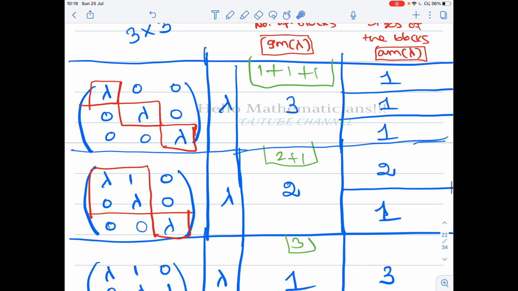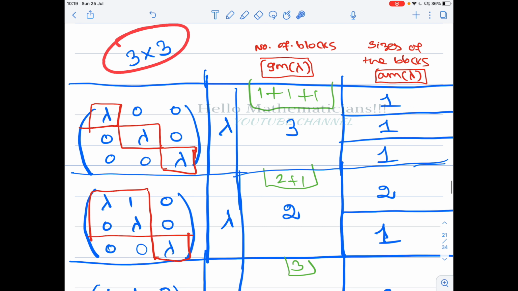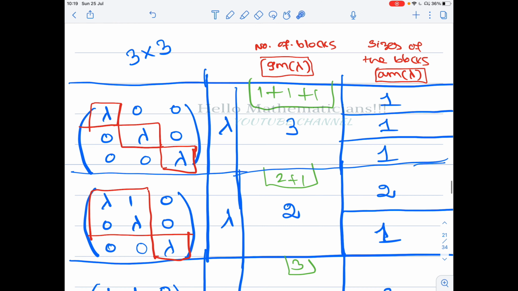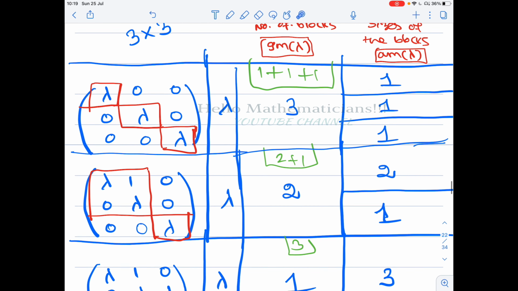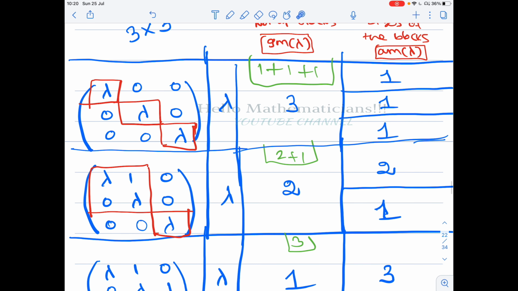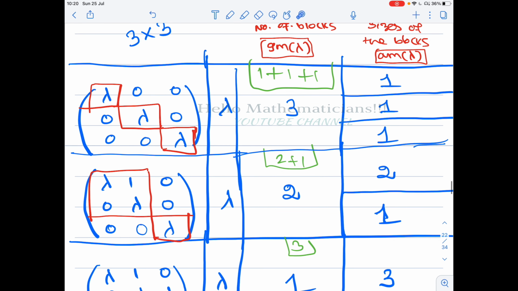Now this is another Jordan matrix of size 3 by 3 whose eigenvalues are all equal. Now you see this is a 2 block, this is a 1 block. Why is this a 2 block? Because there is only one 1. And so the number of blocks is 2. Therefore, the geometric multiplicity of the eigenvalue lambda in this matrix is 2. And algebraic multiplicity is the sum of the sizes of the blocks, that is 2 plus 1, always 3.